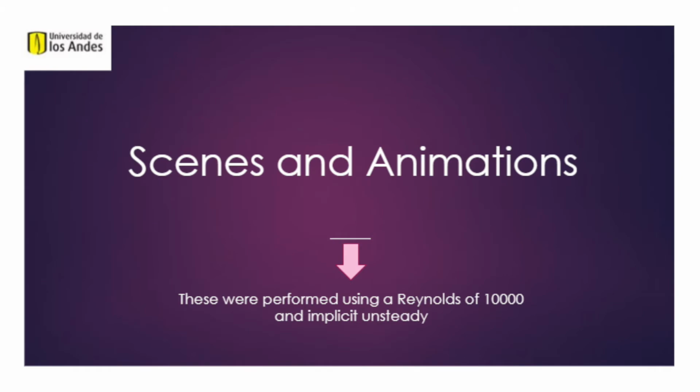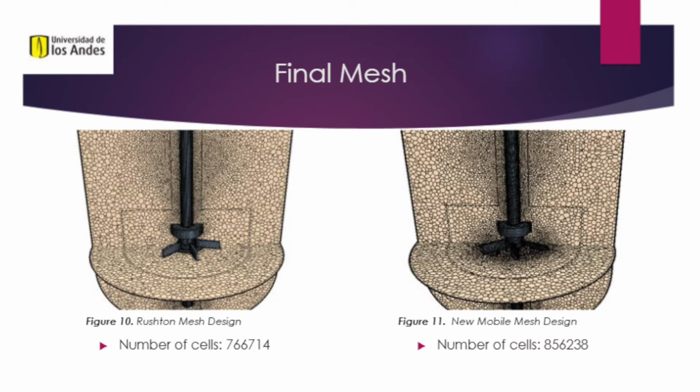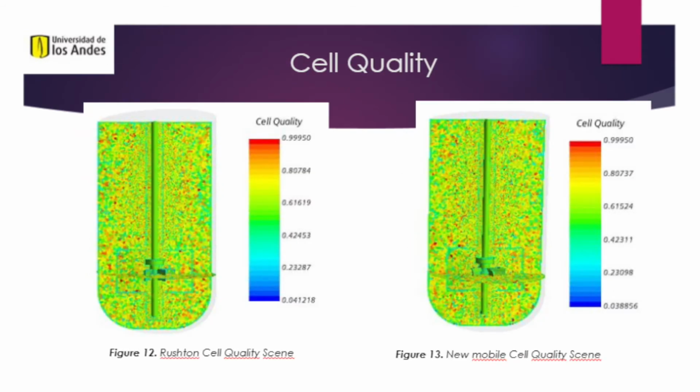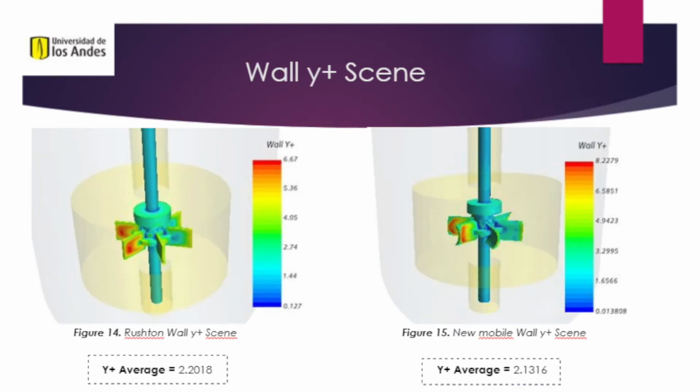The scenes and animations were performed at a Reynolds number of 10,000 and implicitly unsteady. This was the final mesh together with the number of cells obtained for each design. Taking into account the cell quality and the number of cells obtained for each design, it can be said that the quality of the mesh is adequate for both designs. In almost every part of the impeller, there are values less than 5 for the Y+. This implies a fluid governed by the viscous sublayer. As shown on the wall Y+ scenes, the Y+ is higher on the paddles of the impeller as expected because they are the ones moving the fluid. It is recommended to increase the number of prism layers so the Y+ could decrease. This value is greater than 5, which involves a buffer sublayer where the range of Y+ must be between 5 and 30.